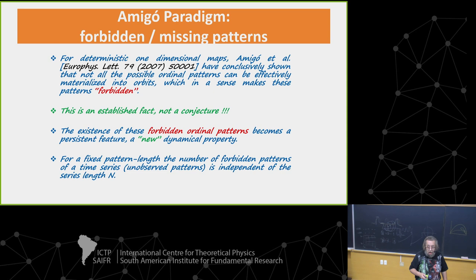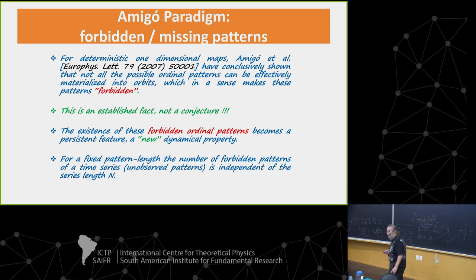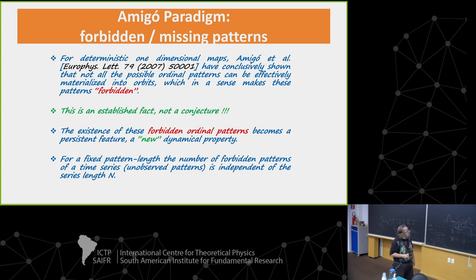In the case of chaotic dynamics, we have forbidden ordinal patterns. This is a proposal by Amigo and company. It's important that this is a persistent feature, because it's not important how long the time series is. If there is a forbidden pattern, it will still appear. Maybe at the beginning, if the series is too short, we can confuse the non-appearance of some patterns with missing patterns. They are missing patterns.